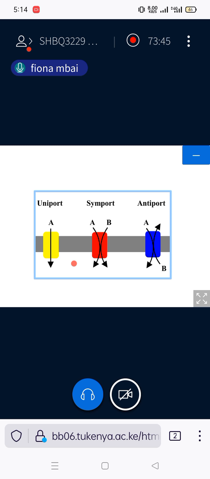This is very important. I would like you to copy it and have it at your fingertips at all times going forward. Please copy that and have it at your fingertips at all times going forward, because God forbid we come back to having to explain what uniport, symport, and antiport is. Good. I can see most of you have got it.